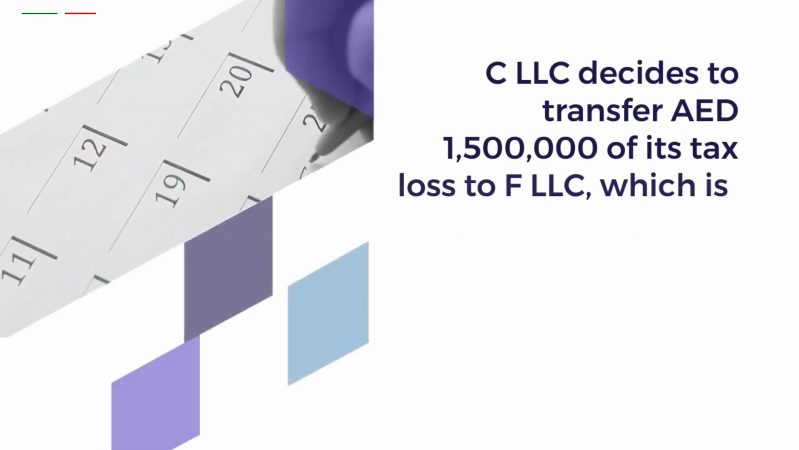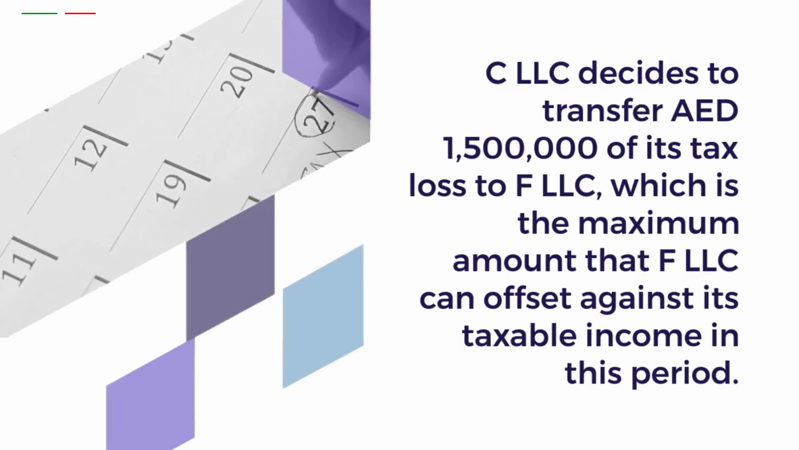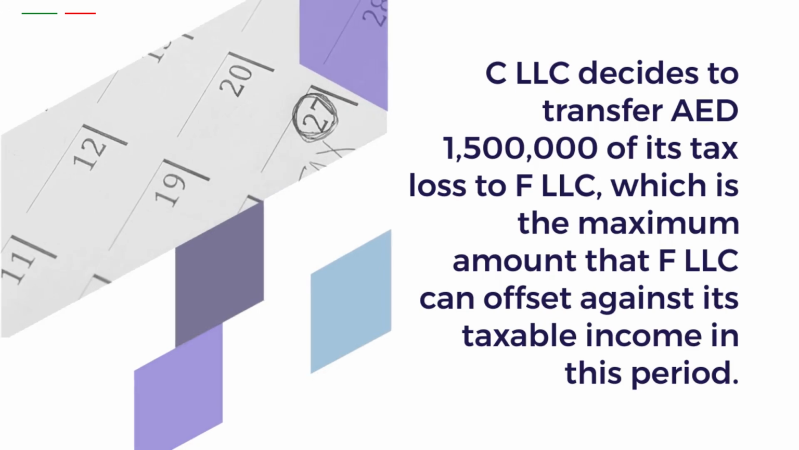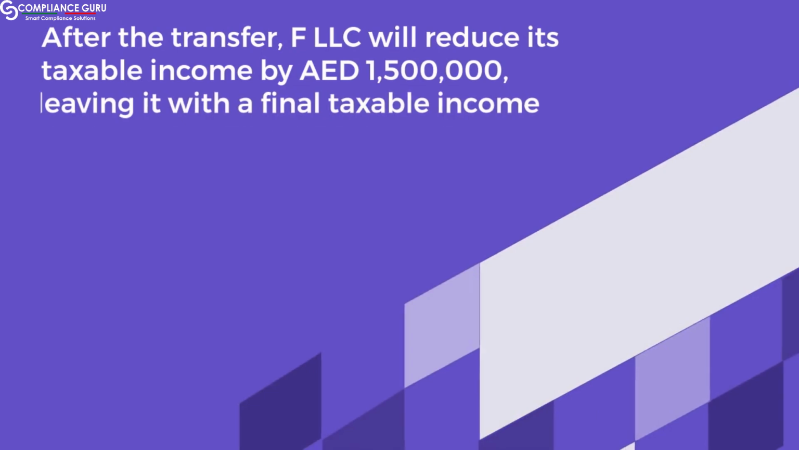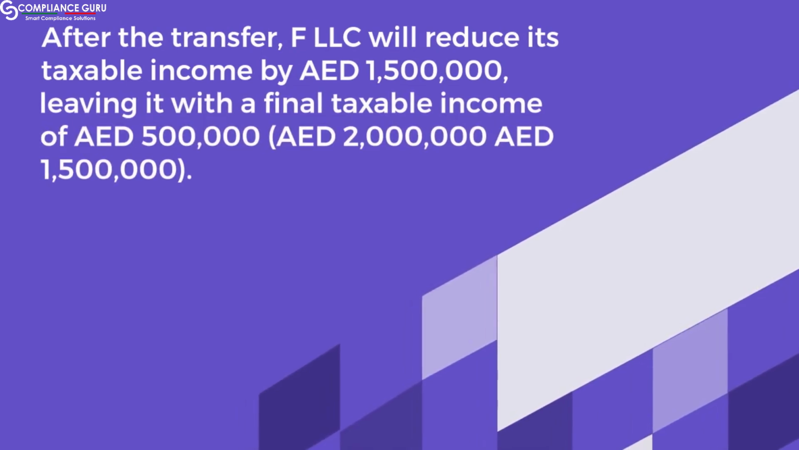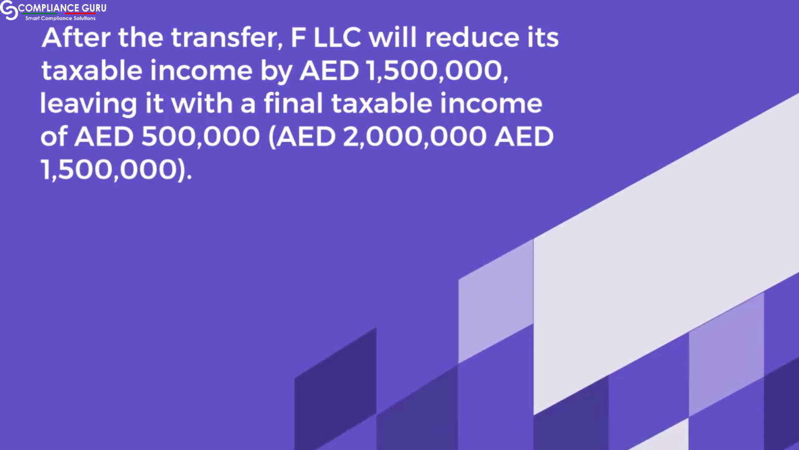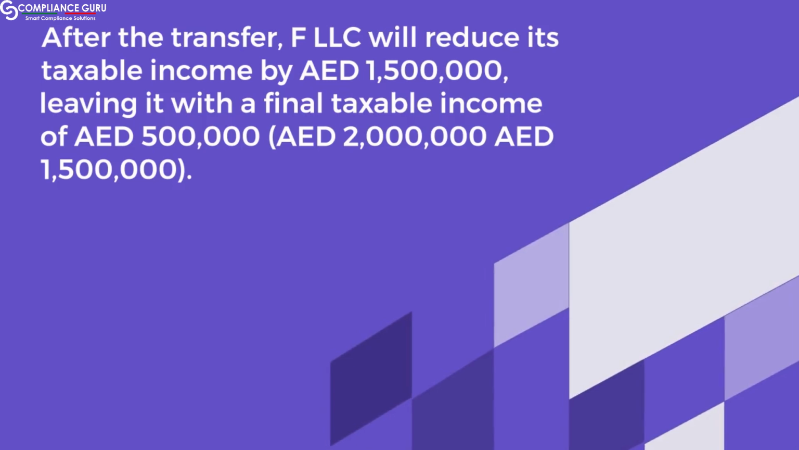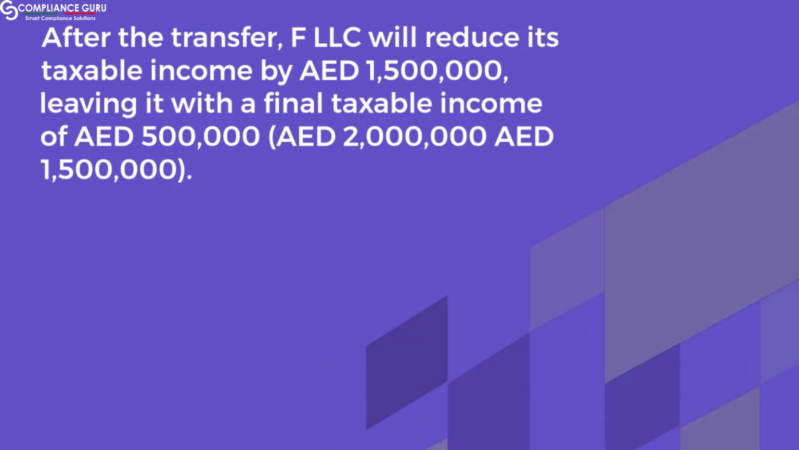C LLC decides to transfer AED 1,500,000 of its tax loss to F LLC, which is the maximum amount that F LLC can offset against its taxable income in this period. After the transfer, F LLC will reduce its taxable income by AED 1,500,000, leaving it with a final taxable income of AED 500,000: AED 2 million minus AED 1,500,000.